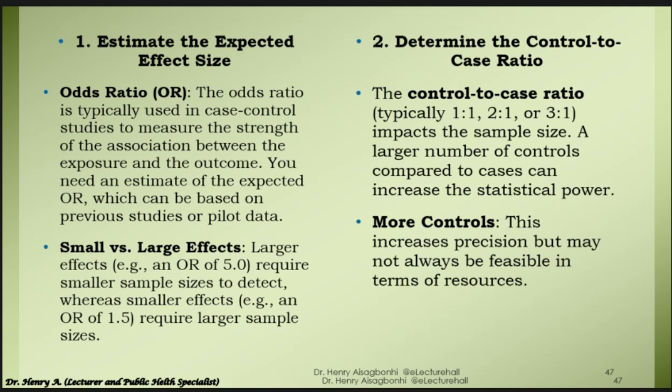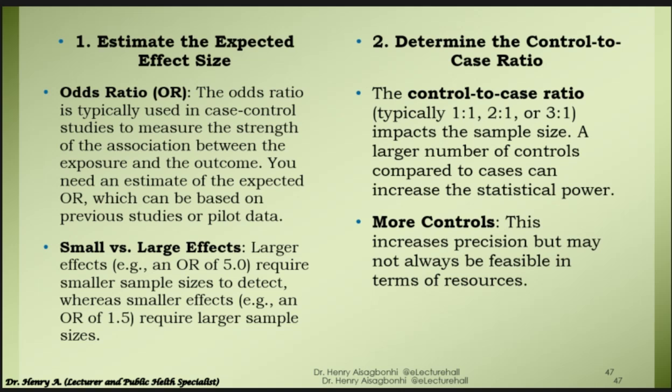So you have to check the odds ratio, because the odds ratio is typically used in case control studies to measure the strength of the association between the exposure and the outcome. So you need an estimate of the expected odds ratio, which can be based on previous studies or pilot data. Like I told you, check the previous studies and see 30%, 20%, 40%. You can now apply it.